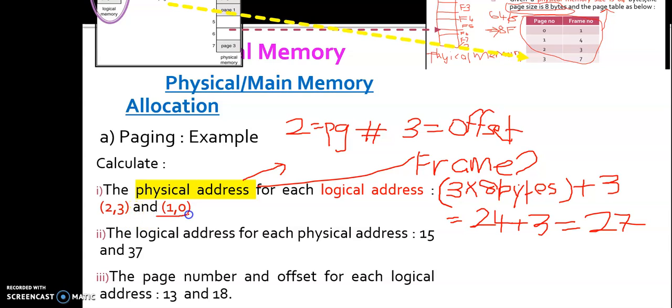Same as 1, 0. This is page 1, offset 0. Page 1 is at frame number 4. So 4 multiplied by 8 plus 0. Why 0? Because the offset is 0.